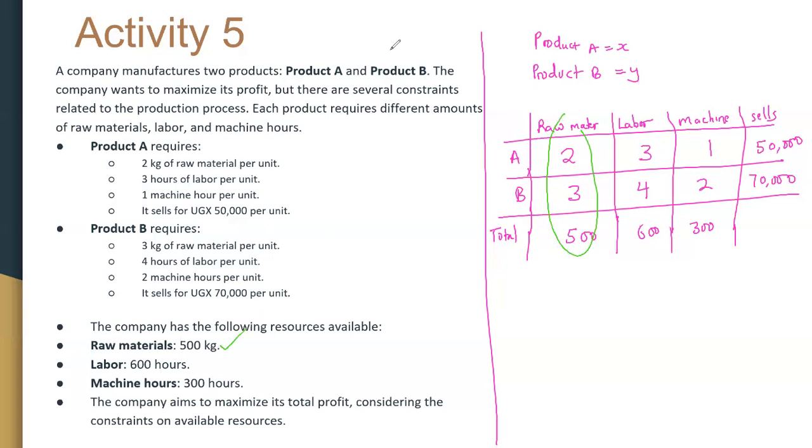Raw material, 500 kilograms. Can you let me know through the chat which inequality we are using? We have 500 kilograms available. Which inequality are we using? Less than or equal to. Yes, yes, yes. Thank you. Less than or equal to. Very good. So I'm going to write my first inequality.